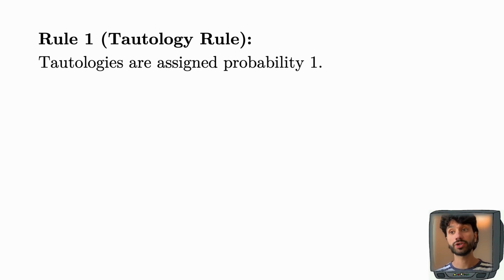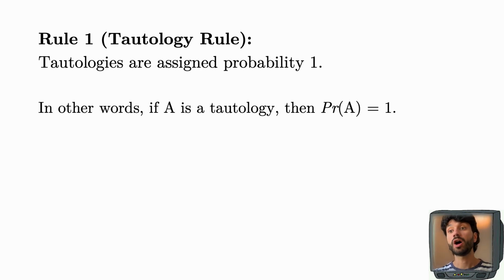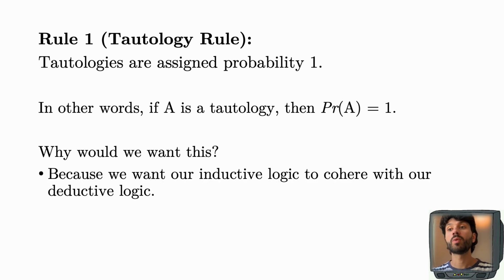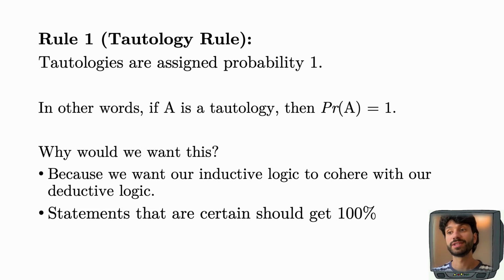And so the first piece of our foundation is going to be this one. If the statement is a tautology, then it's assigned probability 1. In other words, it's certain. So in other words, if A is a tautology, then the probability of A is equal to 1. Now ask yourself, why would we want this? Well, because we want our inductive logic to cohere with our deductive logic, right? And statements that are certain should get 100% probability. Tautologies are certain. No matter what happens, a tautology is always going to be true. So we want to assign maximum probability to those statements. And maximum probability here is going to be 100%.